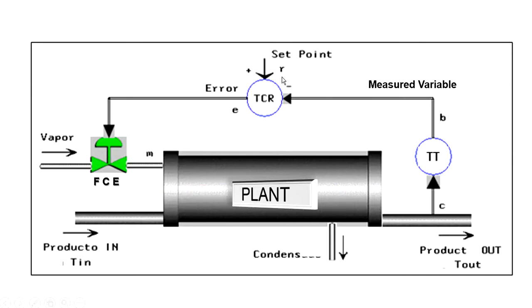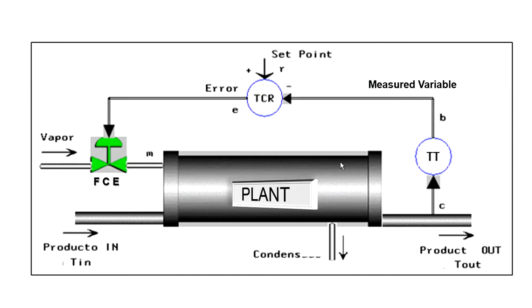But in the case that the reference value is different from the measured value, then an error is produced, and this error is directed to the so-called final control element, in this case a valve that lets pass water vapor in a certain quantity in order to interact with the incoming oil and heat it.